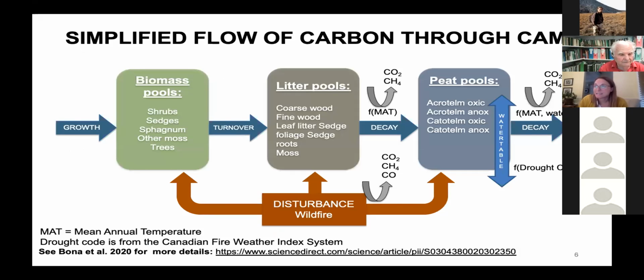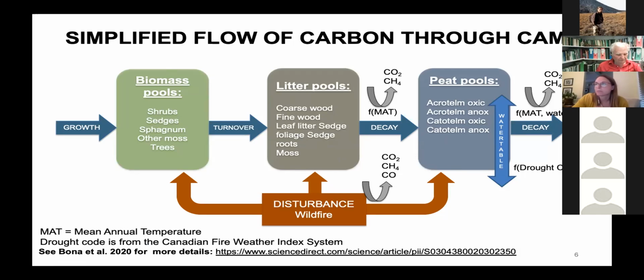So quickly, this is a really simplified version of what the CAMP model keeps track of. The model tracks the growth of live biomass with different vegetation layers. And then these are turned over into litter pools, and the litter decays as a function of a Q10 relationship with mean annual temperature. Then this is eventually turned over into peat pools, which also decay. And then we also track water table depth.